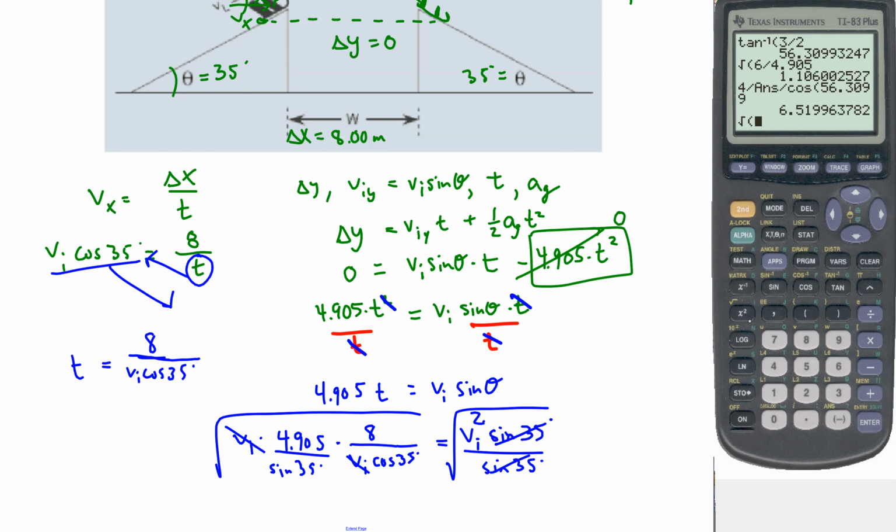All right, so square root 4.905. I'm guessing the negative is going to cancel. Oh yeah, I added it, so that made it go away. I've got to multiply by 8. I need to divide by sine of 35. And then I'm also taking the answer to that and dividing it by cosine of 35. 9.13 is my answer. How many sig figs? 35 had 2. So my answer is 9.1 meters per second.